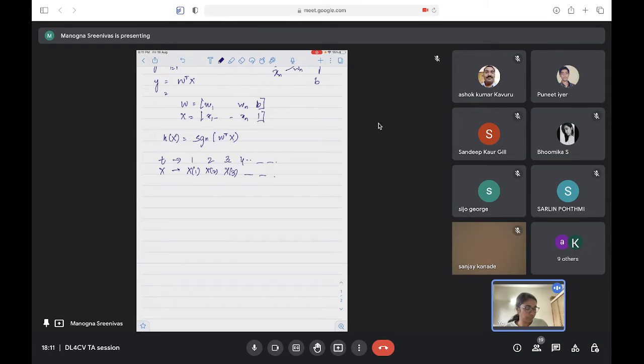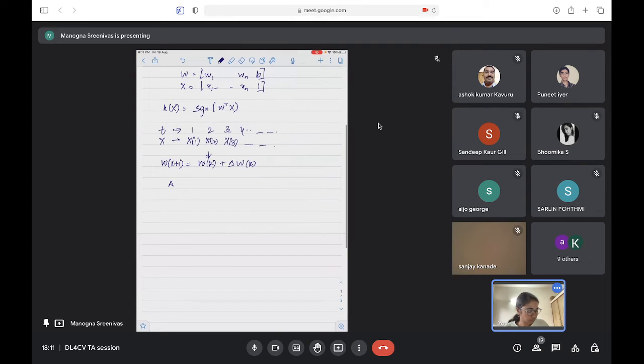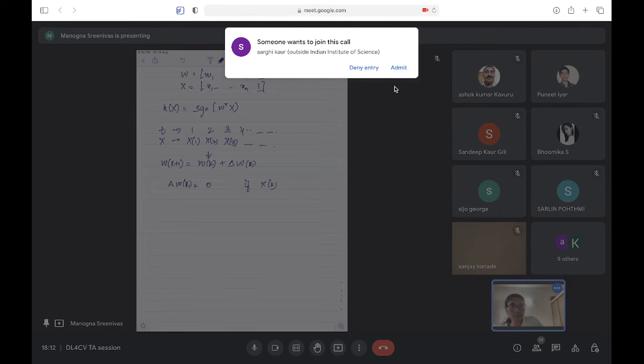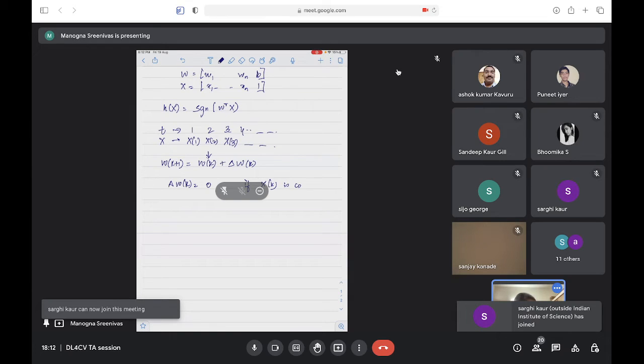So the algorithm says, at every step, if W of k is my weight at the current instant k, then I want to adapt it with some delta. So say if my sample is correctly classified, then I would not want to correct it. My weight is alright, right? So in that case I will not change it. So delta is 0 if x of k is correctly classified.